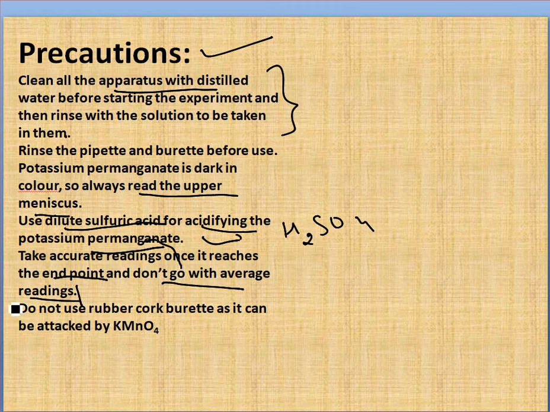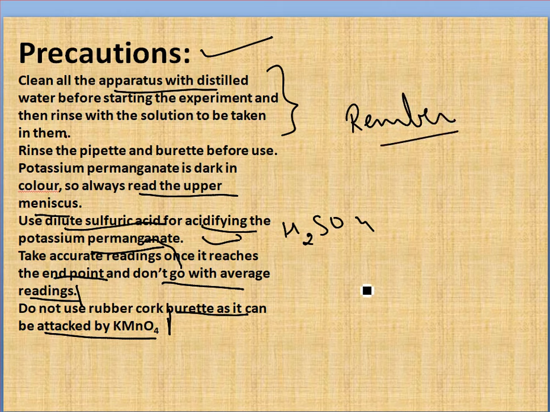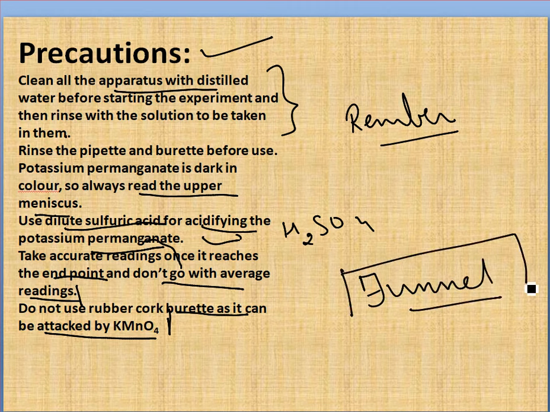Next, do not use a rubber cork burette as it can be attacked by KMnO4. You cannot use a rubber cork in the pipette. So these are the precautions you have to remember. Last but not the least, you have to remove the funnel while doing the titration, because your examiner will definitely check that and deduct your marks. So this is all about titration.